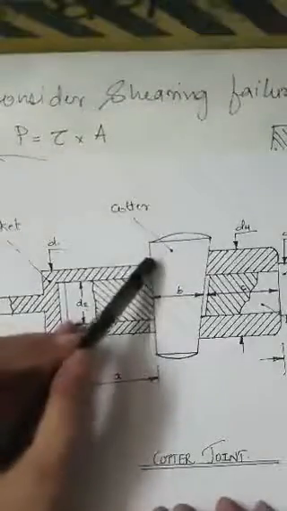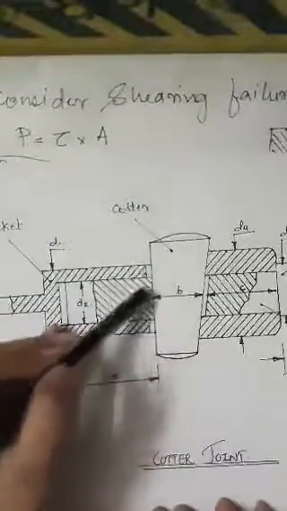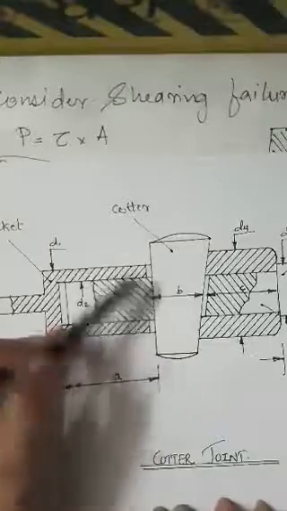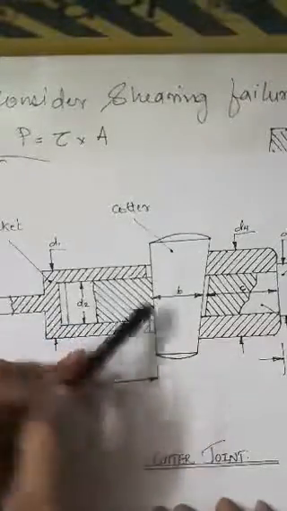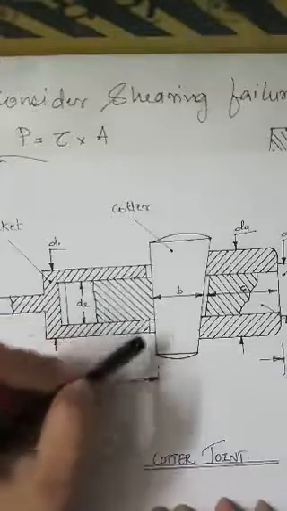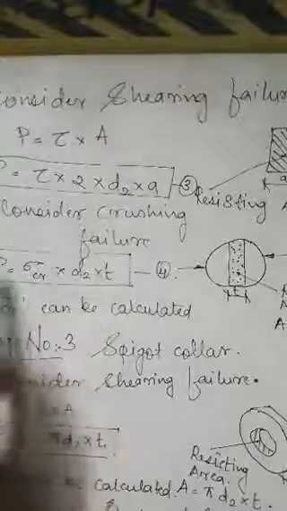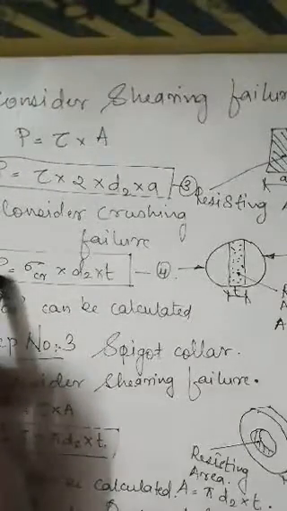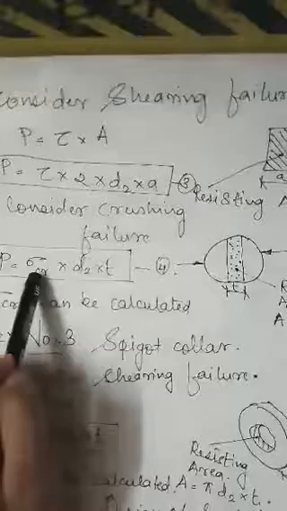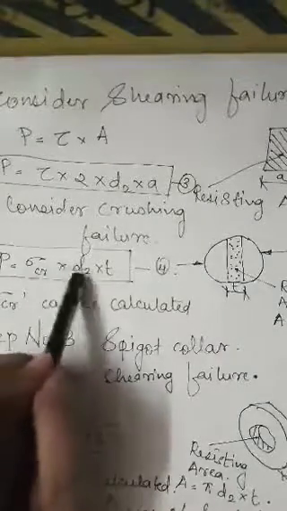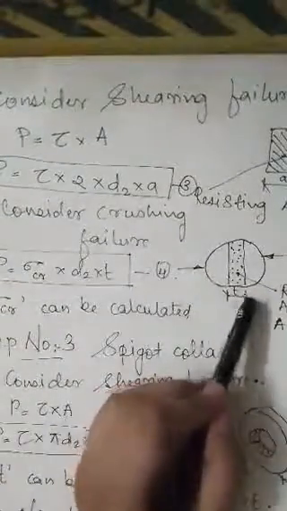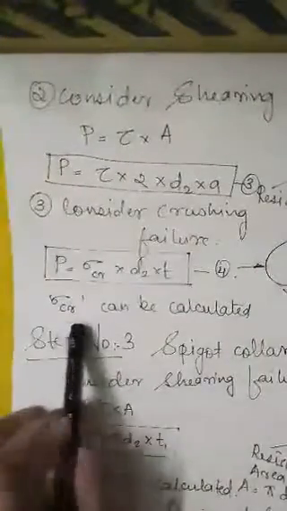Now point number 3, considering crushing failure. Crushing failure will happen due to the surface contact of cotter pin and the spigot end. This will cause the formation of powder, which is another failure. For crushing failure, our formula becomes loading equals crushing stress into d2 into t, where t is the thickness of cotter. From this, sigma cr can be calculated or checked.